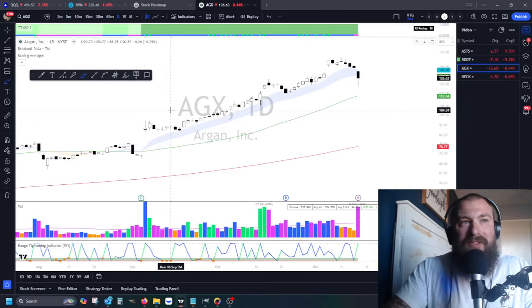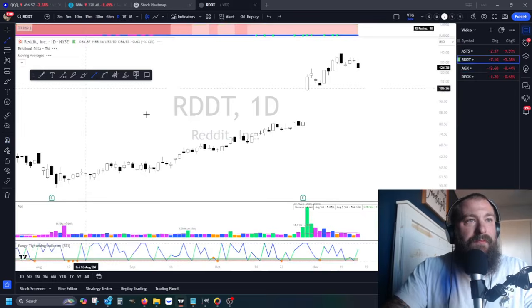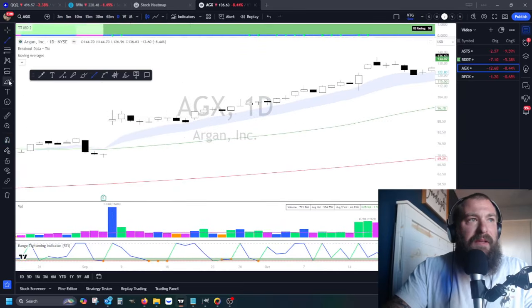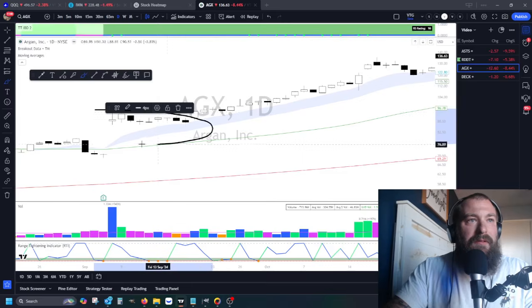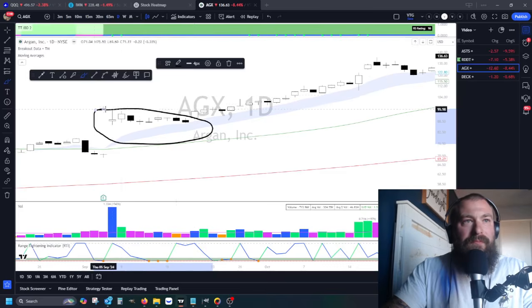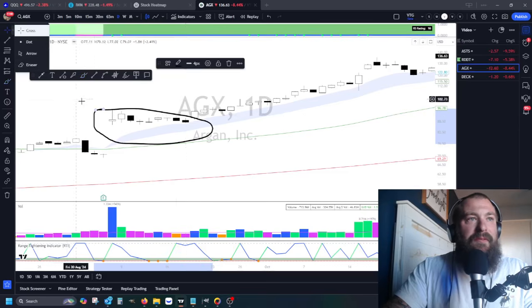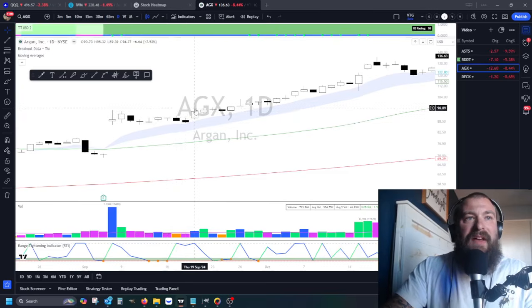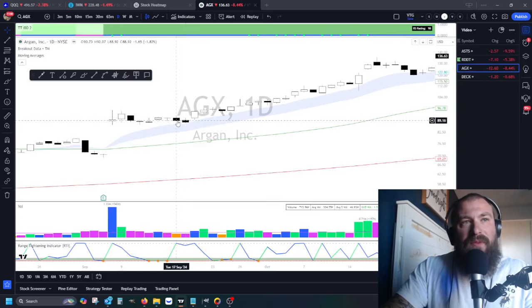It gaps up. It doesn't go anywhere. So this is the turbulence zone. Let me see if I can zoom in. This is the turbulence zone. So it needs to get out of the turbulence zone. Even this breakout here is valid because you have the 2 days tight. It moves into the moving average and then it breaks out.